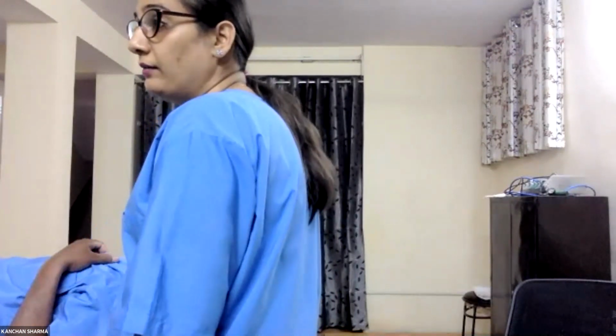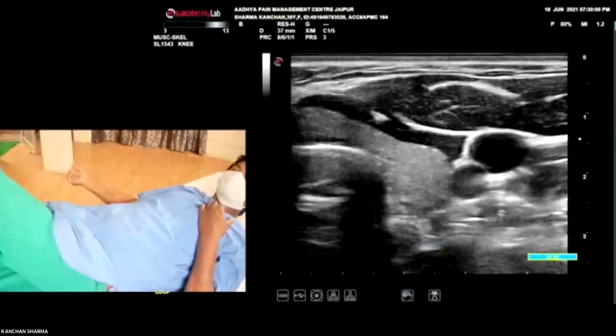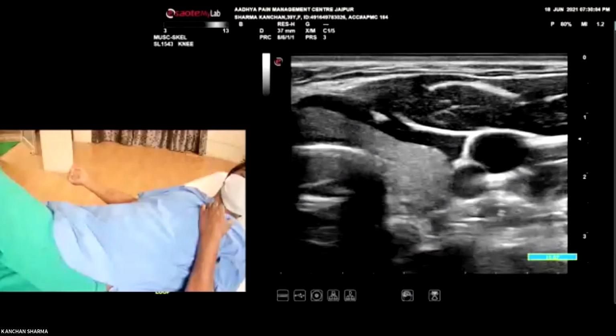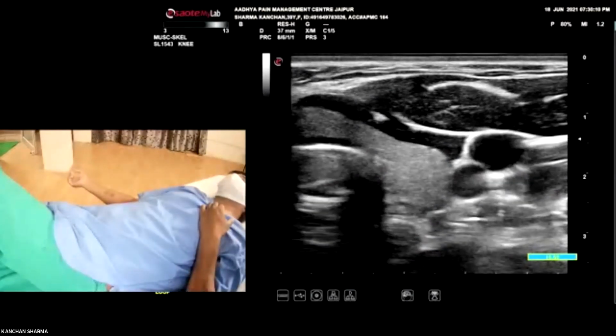Okay, now I'm showing you the posterior acoustic enhancement. We cannot see your screen, Kanchan. Oh, sorry, I have forgotten. I'm sorry. Okay. Is it visible now? Yes, yes. Okay. So I was just trying to look at the carotid. But since the machine was a little far, it's not a good image, but still we can see.